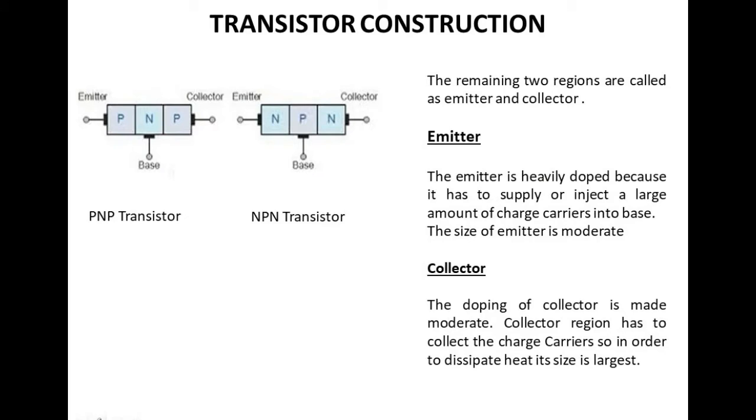The remaining two terminals are emitter and collector. The emitter is heavily doped because it has to supply, or emit, or inject a large number of charge carriers into the base. The size of the emitter is moderate. This is the emitter.